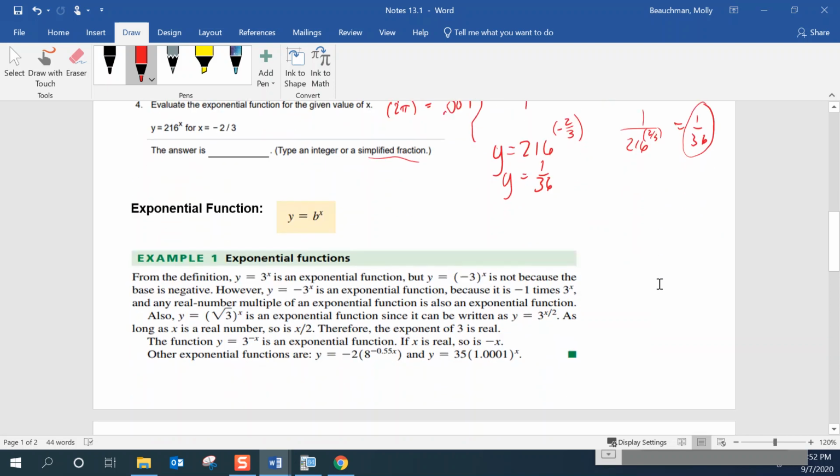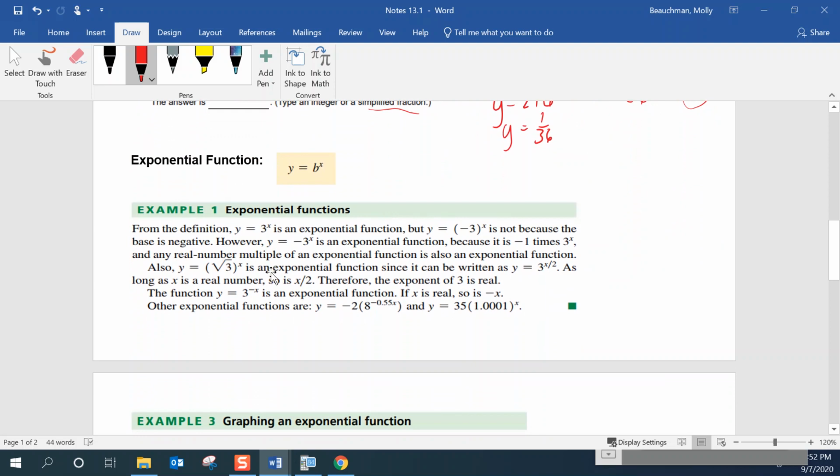All right, now that we've worked with exponentials, we're going to take a look at exponential functions. An exponential function is in the form y equals some base b to the power of x. In the first example in your book, it talks about what things are exponential and what aren't. So y equals 3 to the x is exponential, but negative 3 to the power of x is not, because the base is negative. However, y equals negative 3 to the x is exponential because it's negative 1 times 3 to the x.